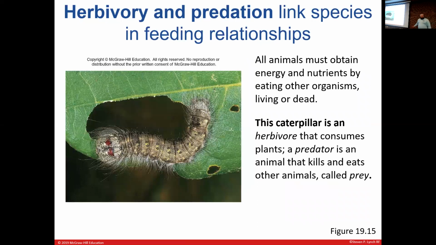Now, herbivory and predation link species in feeding relationships. So all animals must obtain energy and nutrients from somewhere, right? They're either getting it from dead or living organisms, or they're like a plant that can absorb it from the sun. So for instance, this caterpillar is a herbivore because it consumes plants. The predator, an animal that kills and eats other animals, is called a predator, obviously, and so the caterpillar would be considered prey. A lot of this stuff is pretty straightforward. Y'all should know this vocabulary by now.